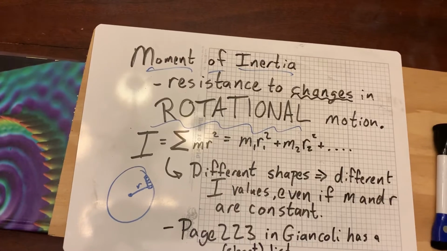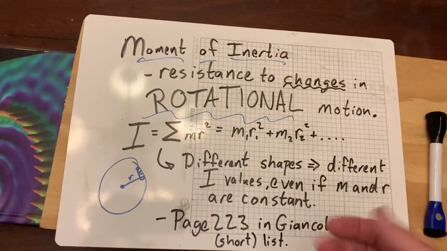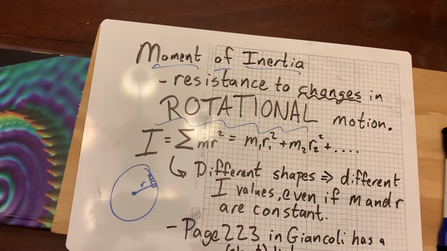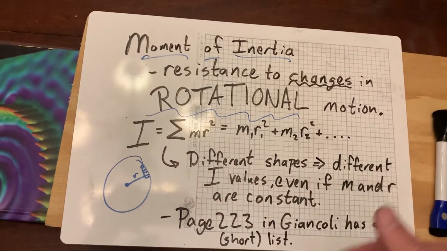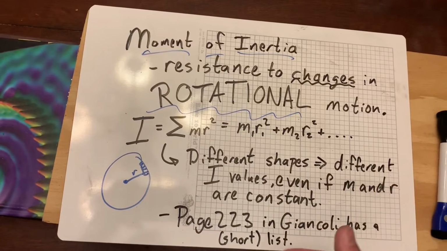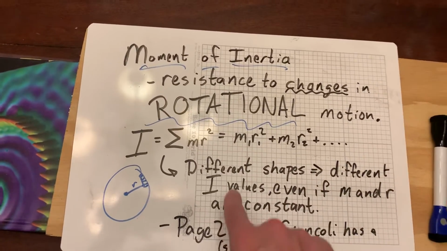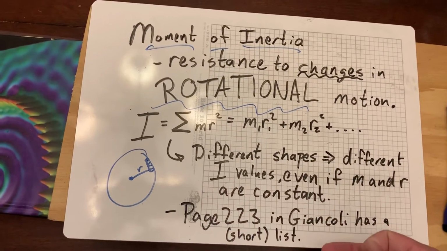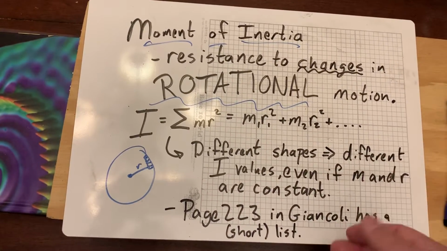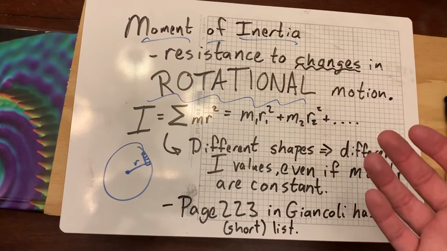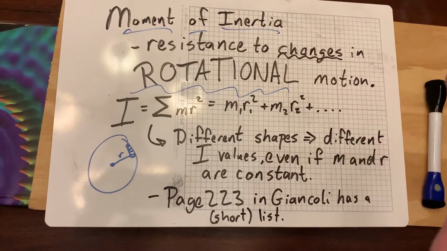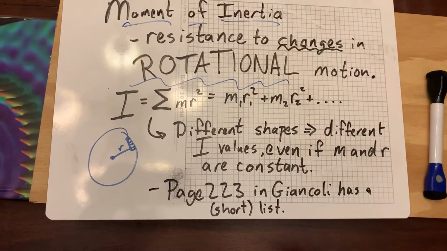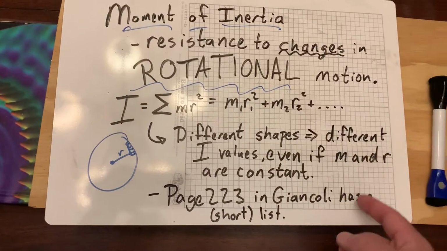Now, on the AP exam years past, they did not give you this formula or give you a table of what these end up being. But basically, every different shape is going to have its different I value. So for instance, a hollow sphere and a sphere that's just got a thin shell are going to have two different I values, even if M and R are constant.